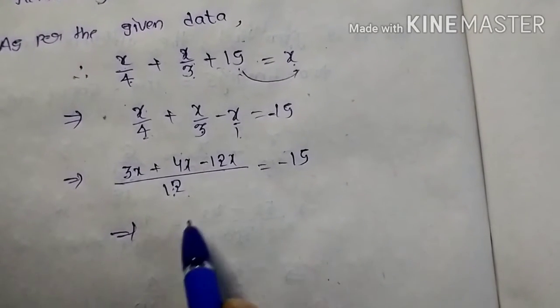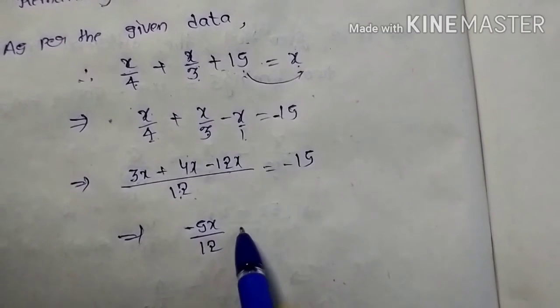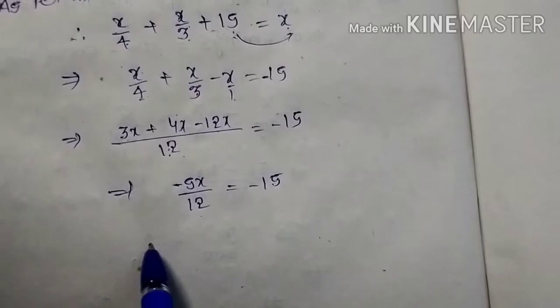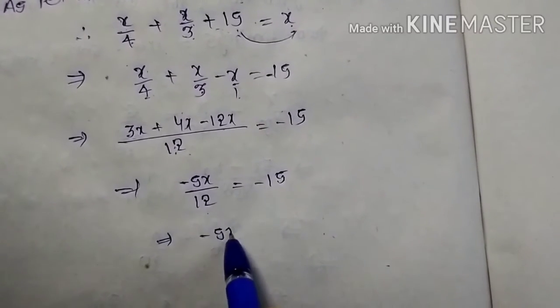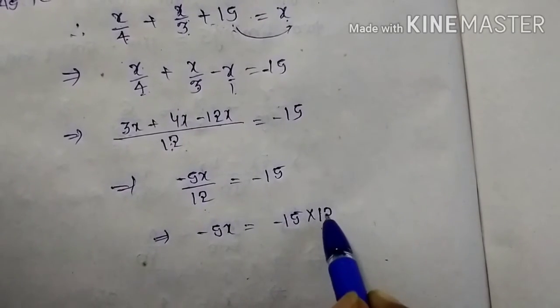7 minus 12 is how much? Minus 5. So minus 5x by 12 is equal to minus 15. Now you can transpose 12 to the RHS. That means you can write here minus 5x is equal to minus 15 into 12.